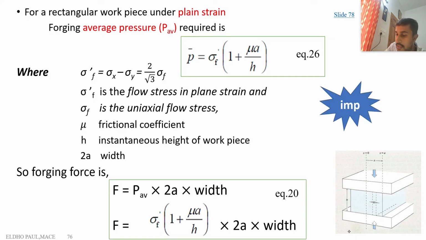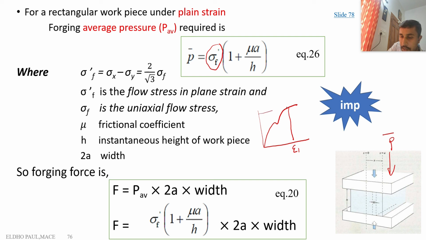So in this, the average pressure required is P bar. Let's study the equation. Sigma dash f, what is sigma dash f? That is the flow stress corresponding to plane strain condition. How can we calculate it? For example, our workpiece is already strained with epsilon 1, then the corresponding flow stress is sigma f. Here we consider unit width, so there is no change in the width. Width is not changed, so this is a plane strain condition.